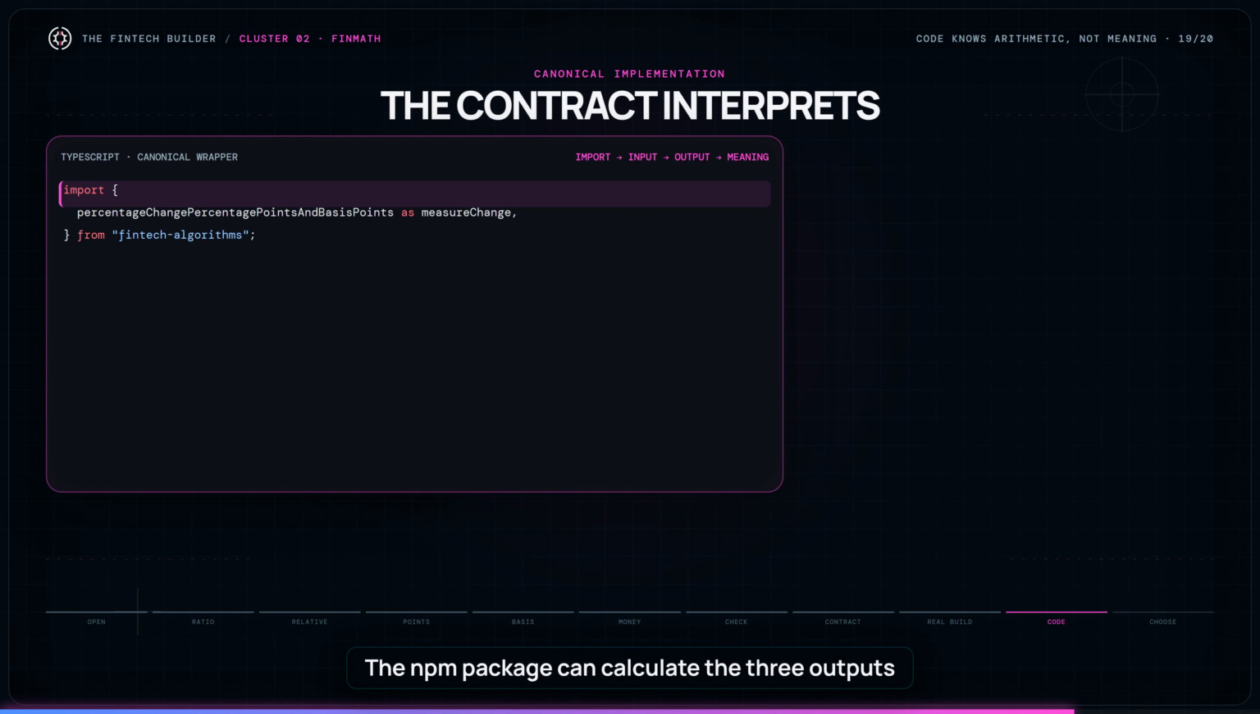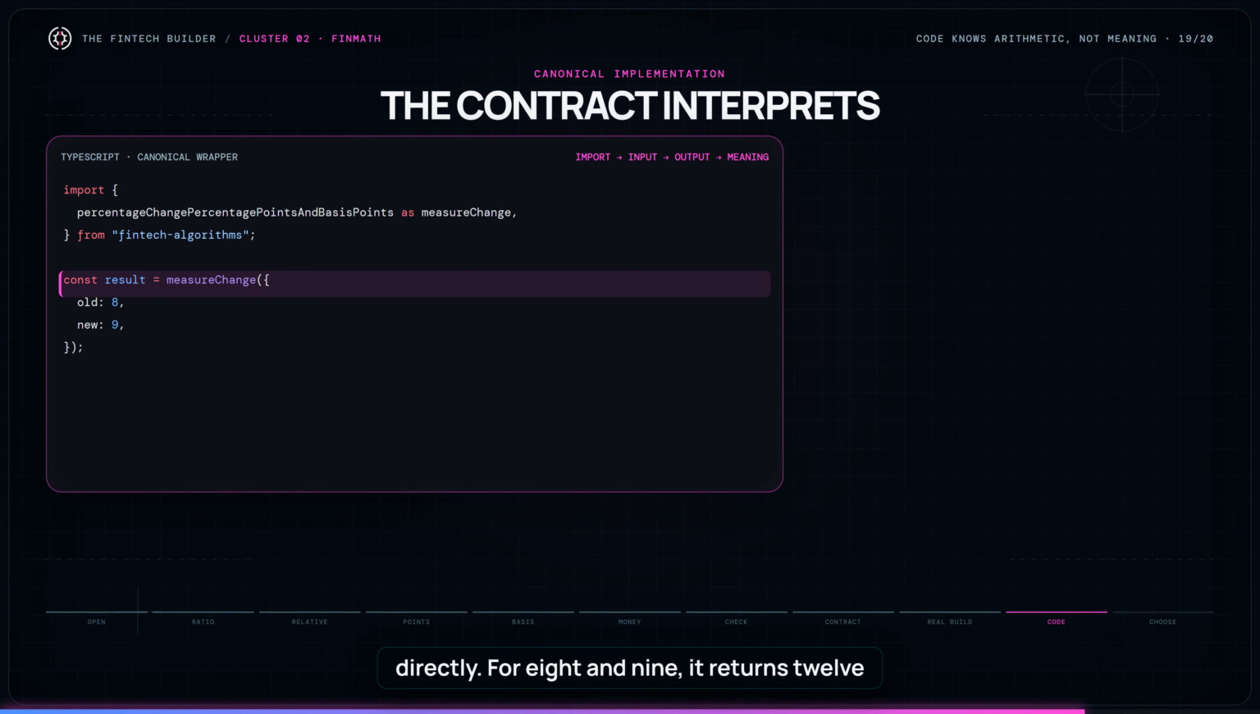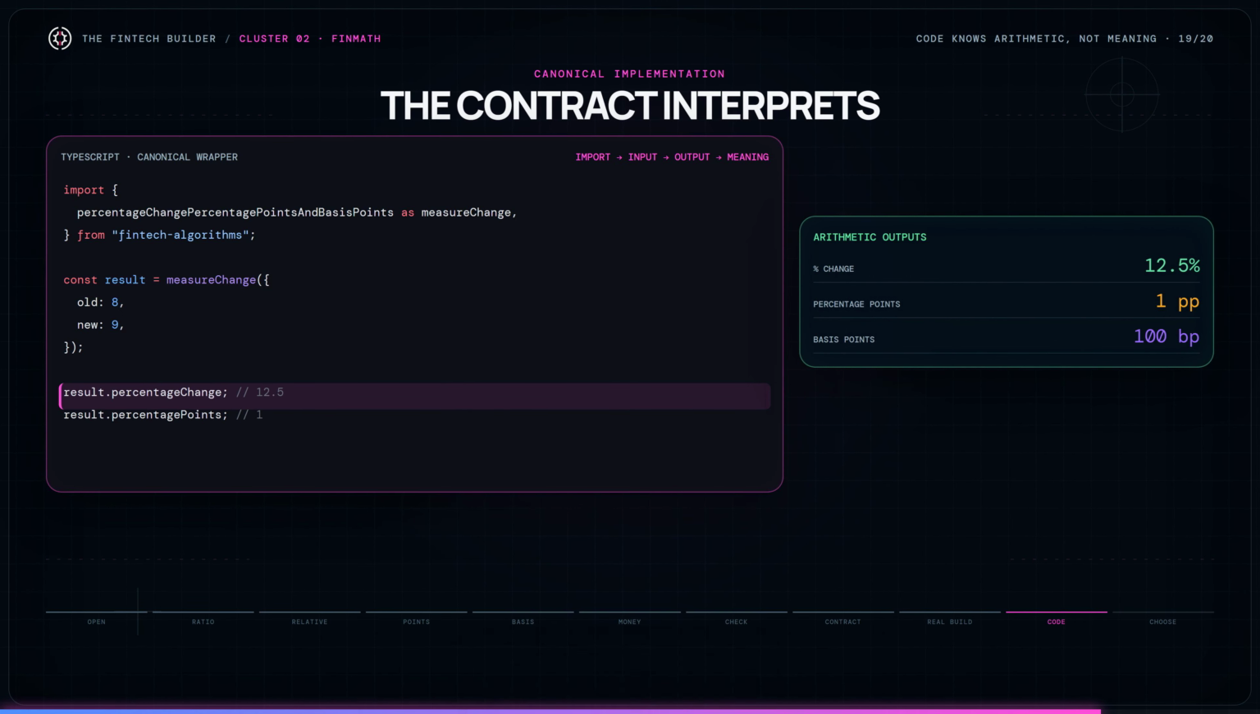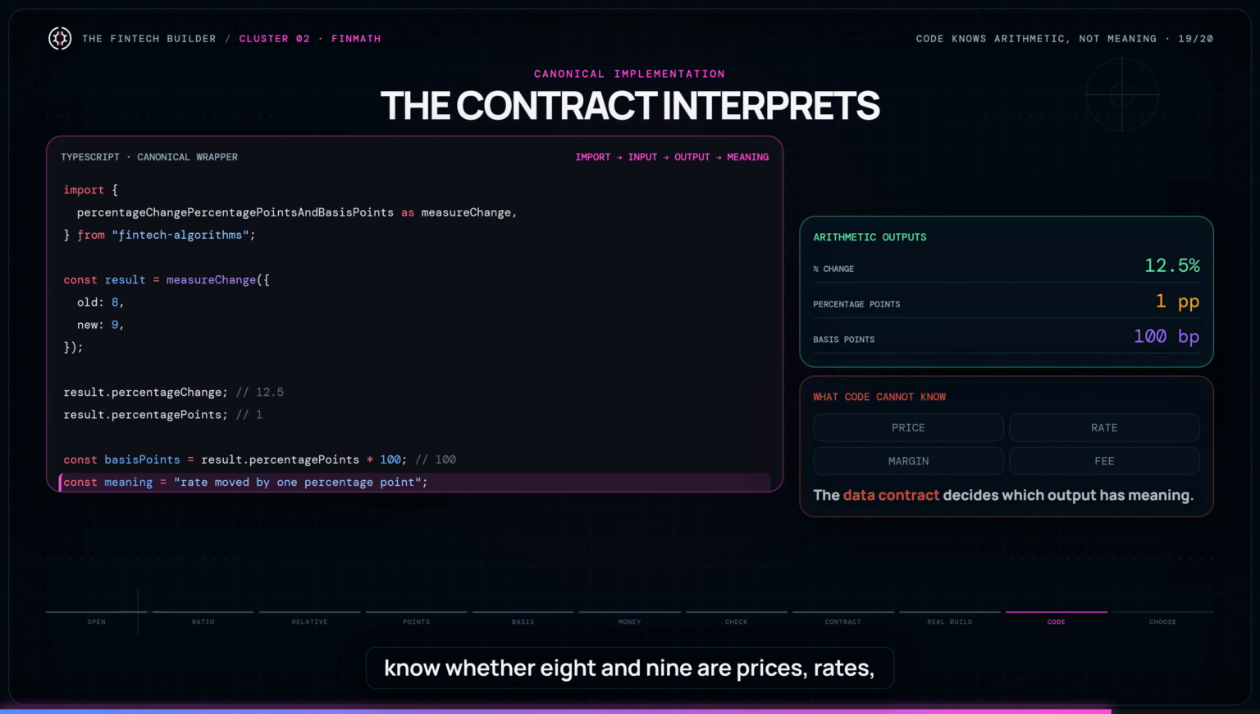The NPM package can calculate the 3 outputs directly. For 8 and 9, it returns 12.5% change, 1 percentage point, and 100 basis points. But here is the kicker. The function cannot know whether 8 and 9 are prices, rates, margins, or fees. Code can perform the arithmetic. The data contract must decide which outputs actually make sense.